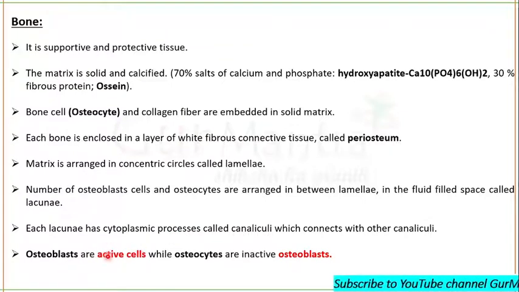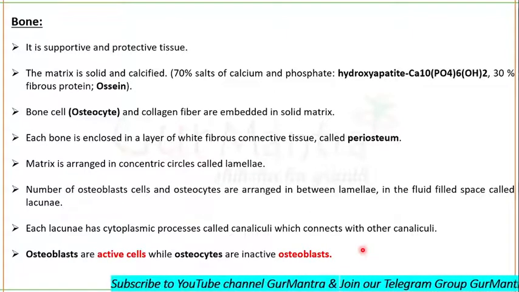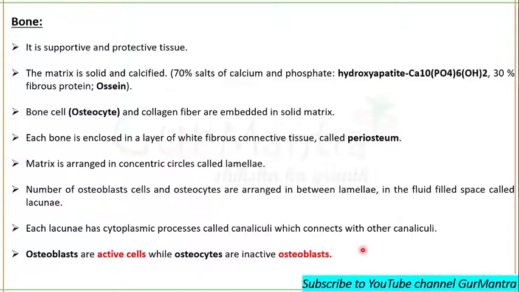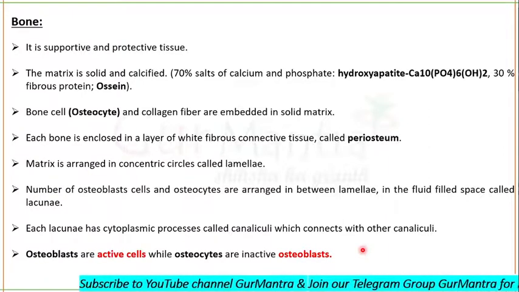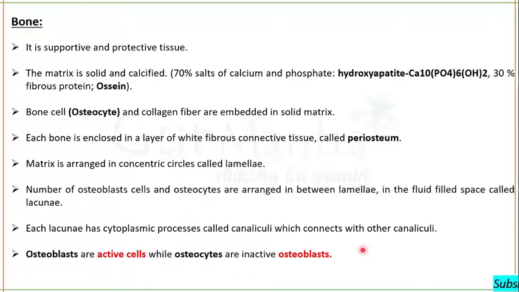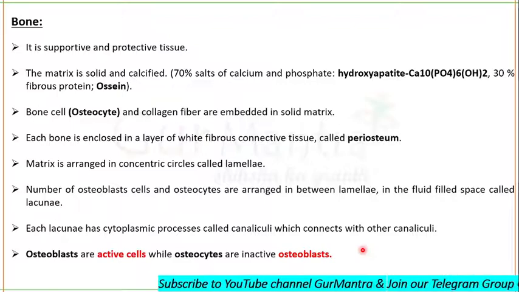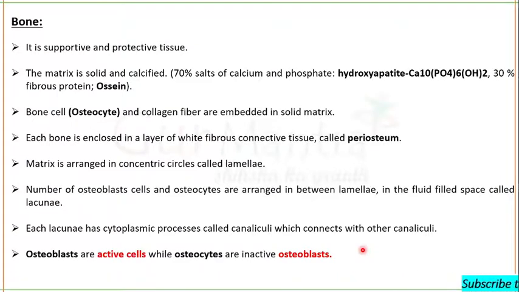Osteoblasts are active cells, osteocytes are inactive osteoblasts, and cells that degrade the old bone, that break down the old bone, these are known as osteoclasts. Osteoblasts are active cells and osteocytes are inactive osteoblasts.